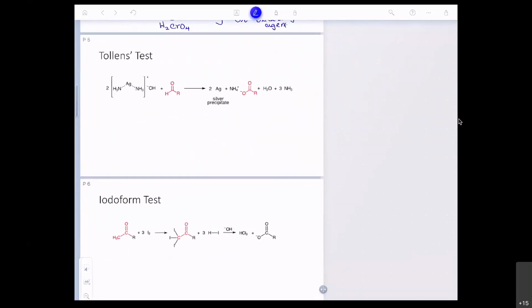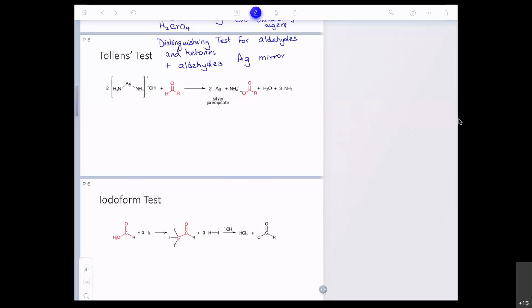The third test is a Tollens test. Tollens test is a distinguishing test for aldehydes and ketones. So it's another great test. It'll give you a positive test for aldehydes. The positive test is a silver mirror. I say mirror because when you do it in a round bottom flask or in a test tube, it coats the inside walls of the glassware and forms a shiny mirror.